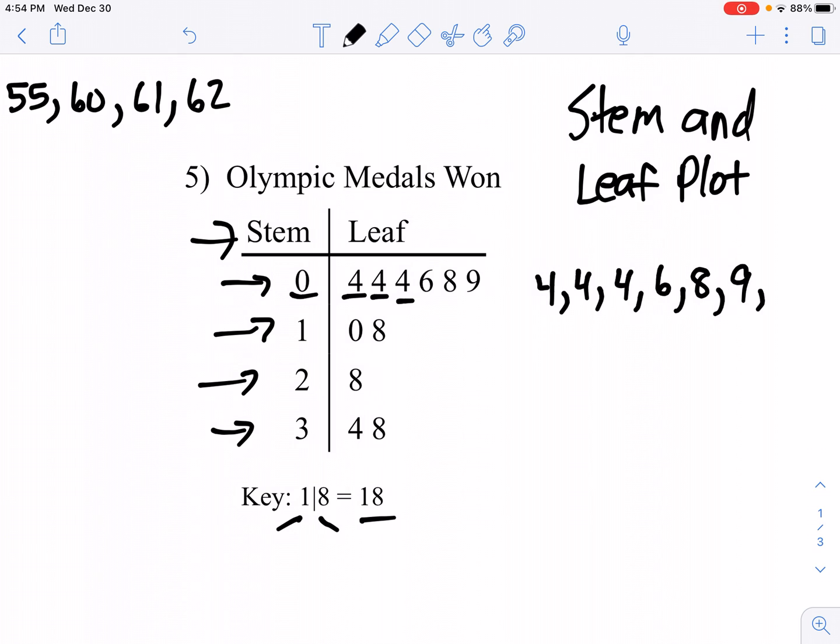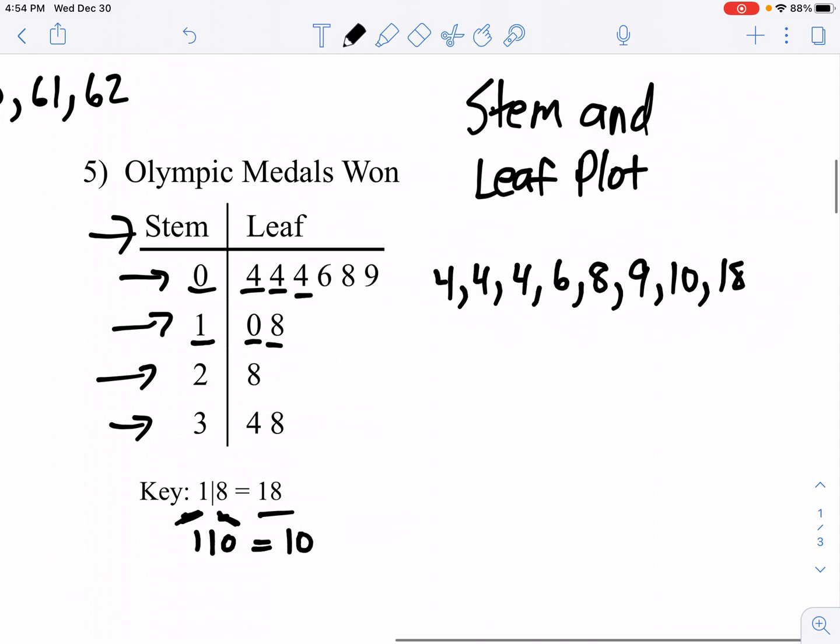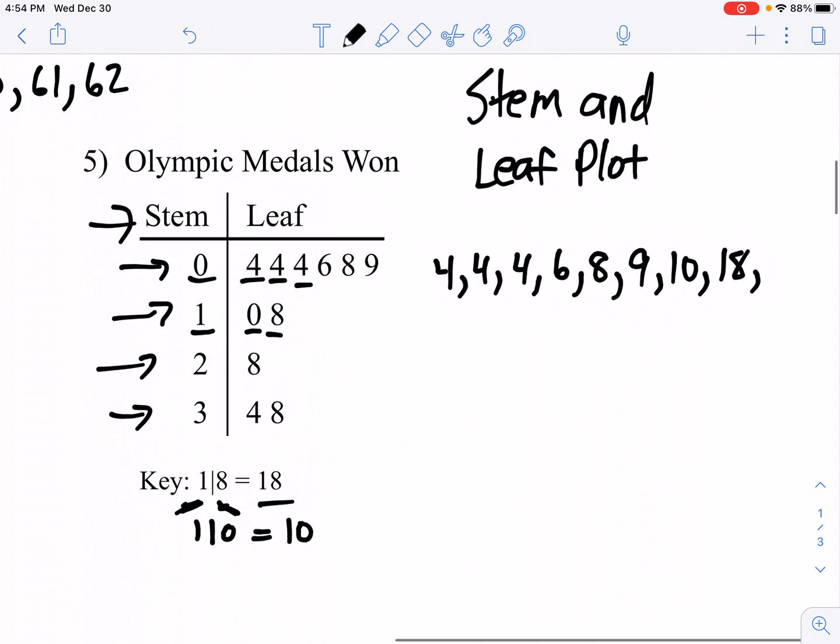The next stem, though, is a 1 followed by a 0. Well, based on the key, if we put that together, a 1 and a 0 would make 10, okay? So the next value would be 10, and then a 1 and an 8 would make 18, okay? So that would take care of the tens place. Then the next group we're dealing with is the 20s. In this case, 28. Okay, a 2 and an 8 make 28.